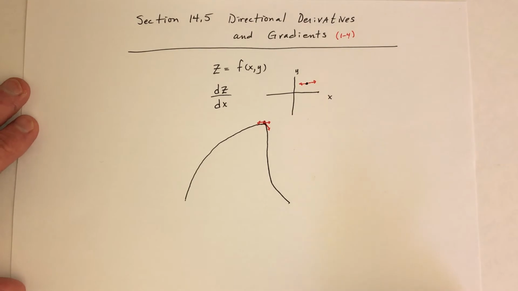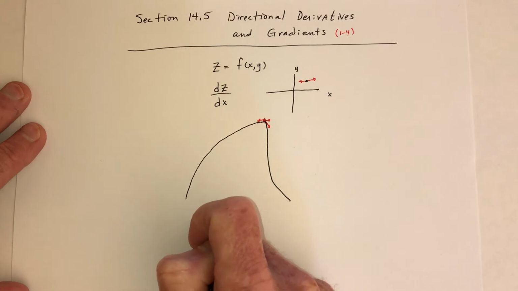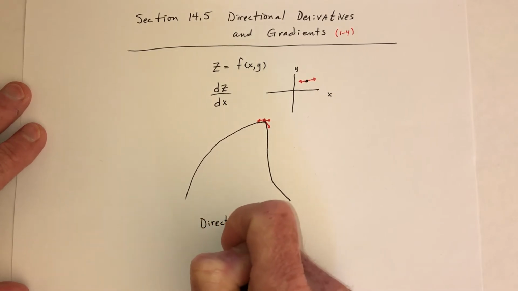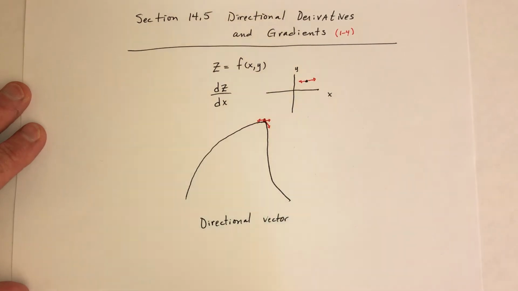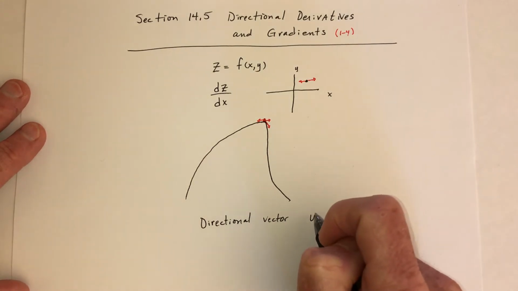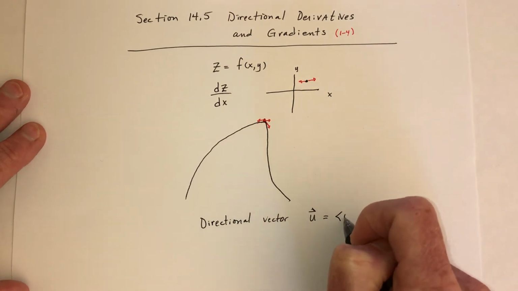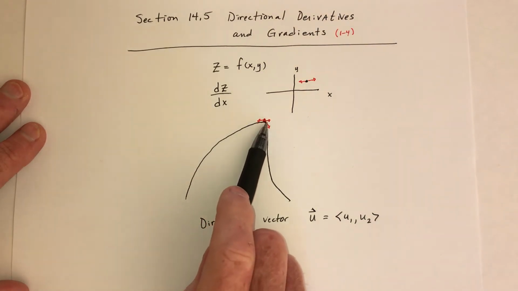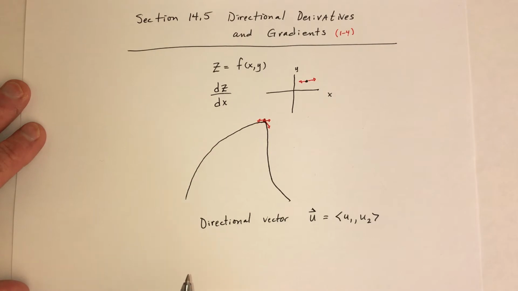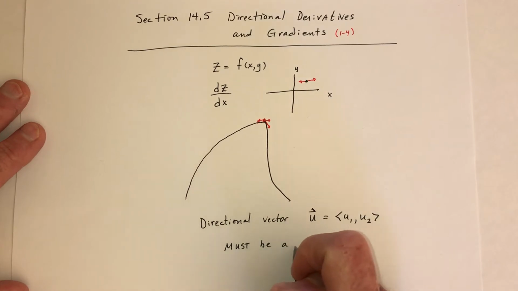Now, how do we actually do it? So first of all, we've got the vector that's going to tell you which direction to go. And we usually use the letter u for that. So u1, comma, u2. So that would be telling you one of these little red arrows right here, the direction to go. But the important thing is this must be a unit vector.